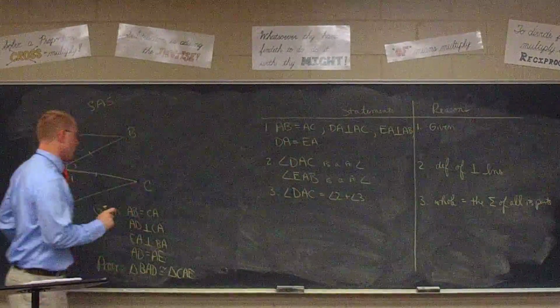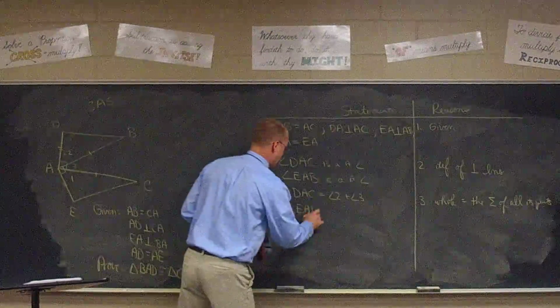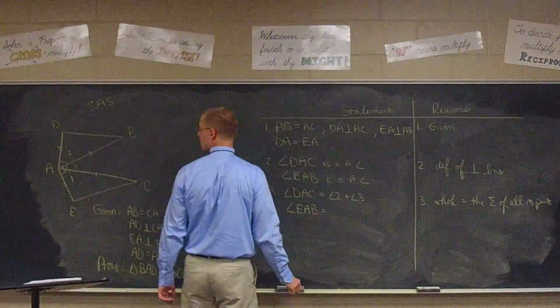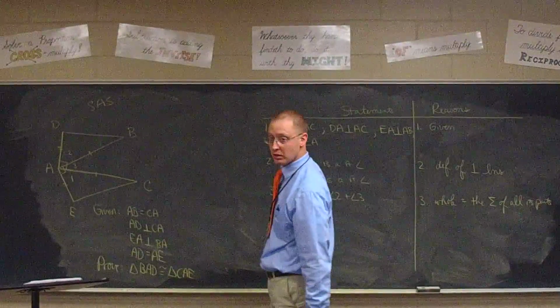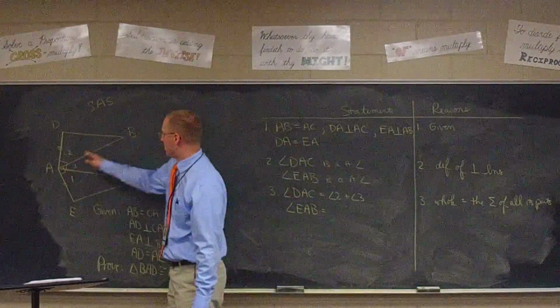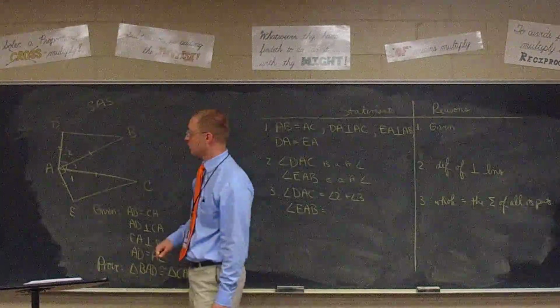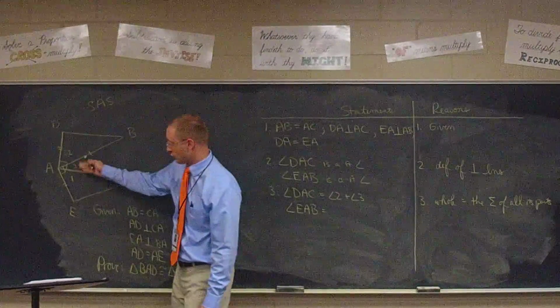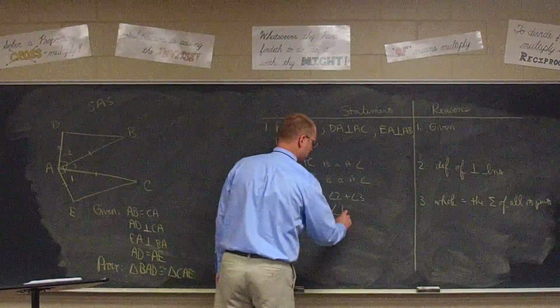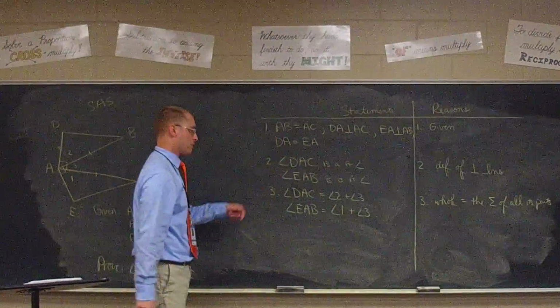For that matter, let's do the same with angle EAB. What is angle EAB equal to? Angle 3 and angle 1 added together, because the whole is equal to the sum of all its parts. So we can make that statement 3 as well.